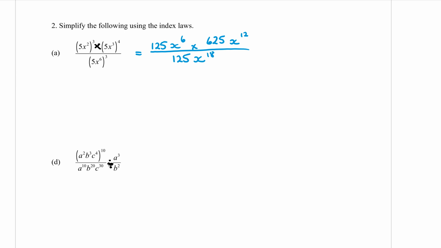Okay, we still have a bit to do in this question. The next step would be to do the multiplication on the top of that question. So we need to multiply 125 by 625, that makes a very large number, 78125. Now both of those have a base of x, which means when we're multiplying, we would add those powers together. 6 plus 12 makes 18. Okay, I'm not going to do anything with the bottom on this line, so I'm just going to write that down again. The last step is to do the division here.